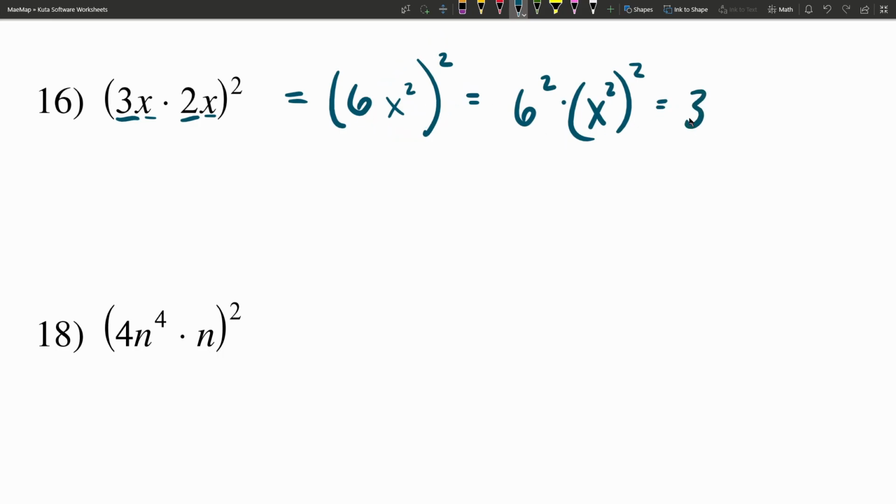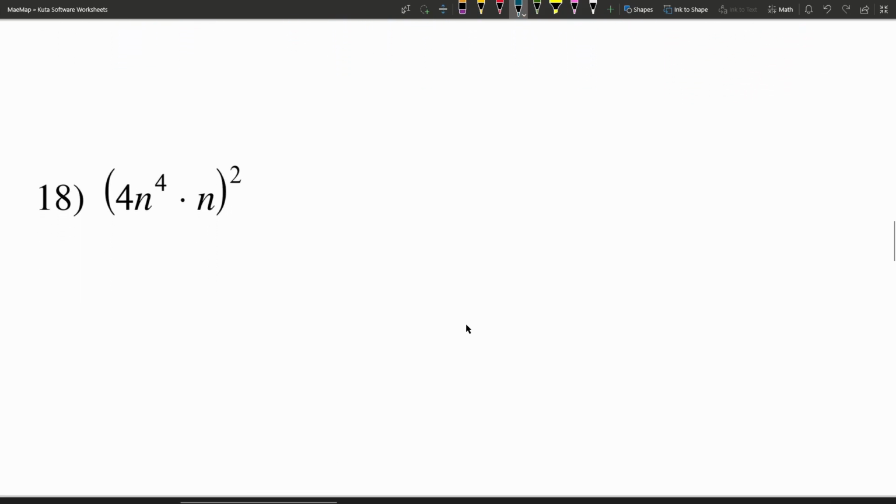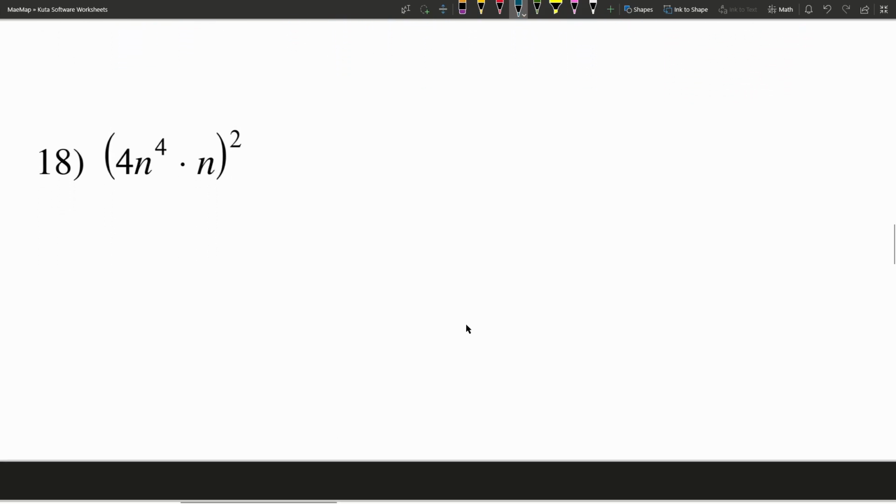6 squared is 36. x squared squared is x to the 2 times 2, which is x to the 4th. So 36x to the 4th is our solution for number 16. Let's move on to our very last problem on this worksheet, number 18.